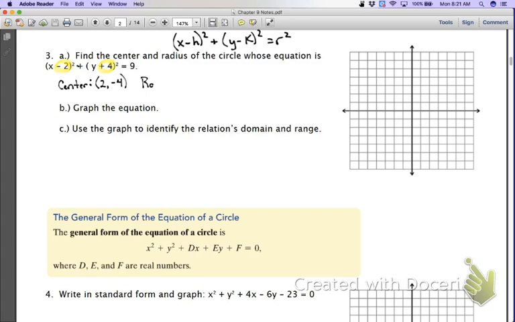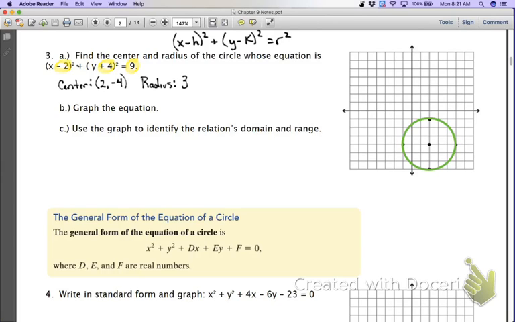The radius hopefully is fairly simple. If you have 9, you need to take the square root of that value, so the square root of 9 is just going to be 3. Then we go over to graph it. Whenever we graph, I'm going to go to (2, -4) and put my point here. I'm going to go 3 to the right, 3 to the left, 3 up, 3 down. Draw my circle.